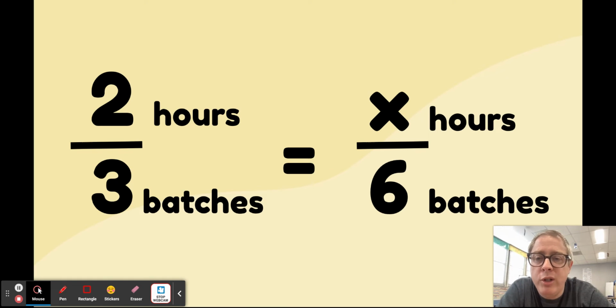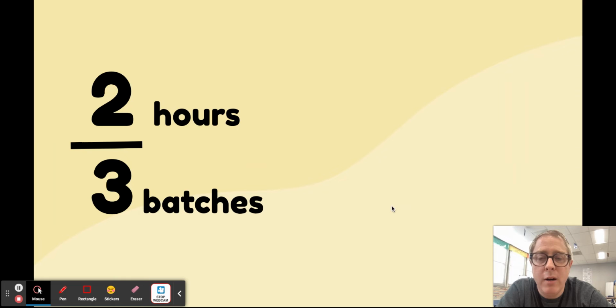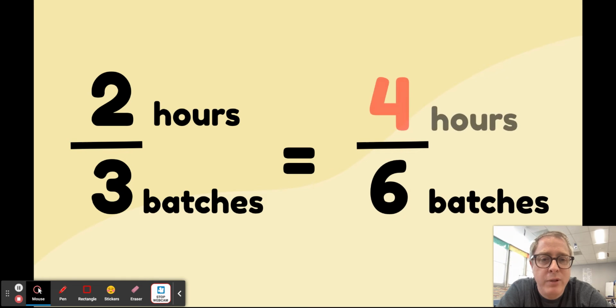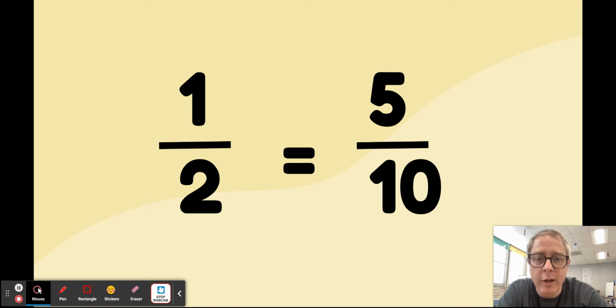So let's keep our proportion like this. 2 hours for 3 batches equals X hours for 6 batches. All right, you can probably do the math in your head there. How many hours would it take for 6 batches? 4 hours, right? Twice as many batches would take twice as many hours. Remember, ratios and proportions are built around multiplication and division, okay? So if I'm doubling the number of batches, I have to double the number of hours it takes to make them. Here's another proportion. 1/2 equals 5/10, right?